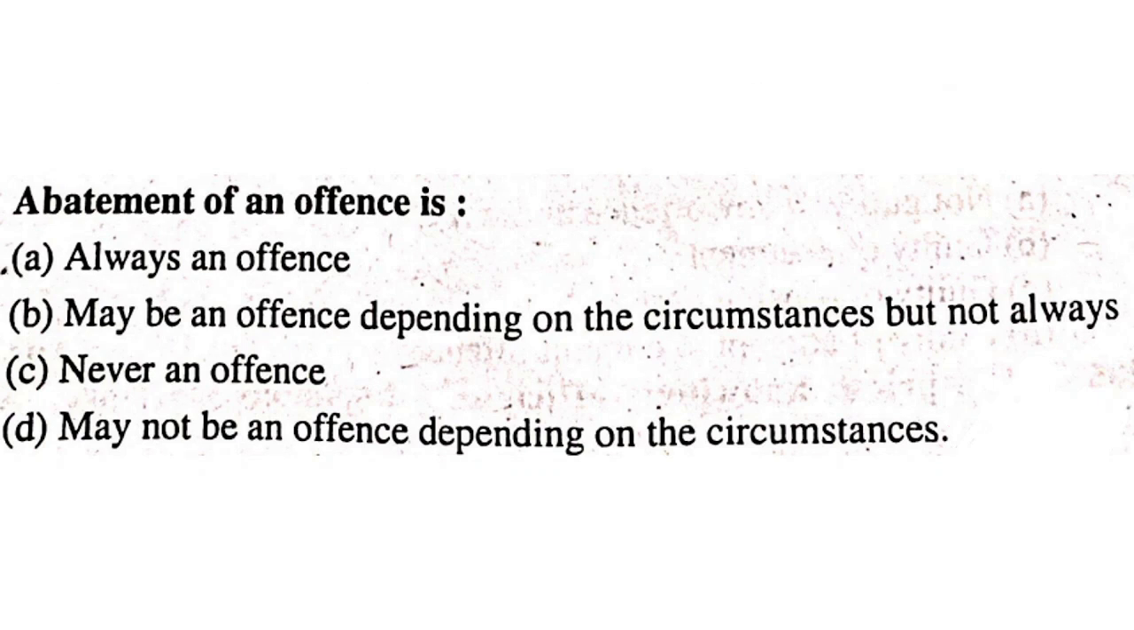Abetment of an offense is always an offense, may be an offense depending on the circumstances but not always, or never an offense. Abetment of an offense is always an offense because it is not necessary that the act abetted should be committed. Therefore, abetment of an offense is always an offense.